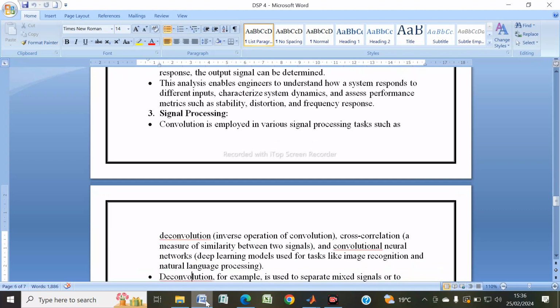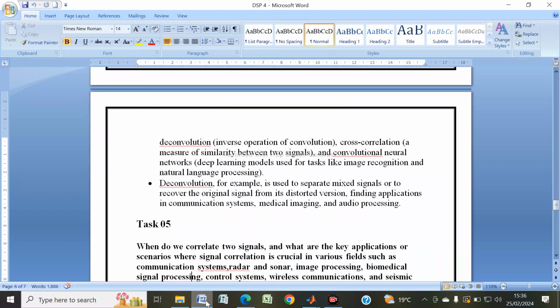Now, in signal processing, convolution is employed in various tasks such as deconvolution, the inverse operation of convolution; cross-correlation, a measure of similarity between two signals; and the convolutional neural network, a deep learning model used for tasks like image recognition and natural language processing.